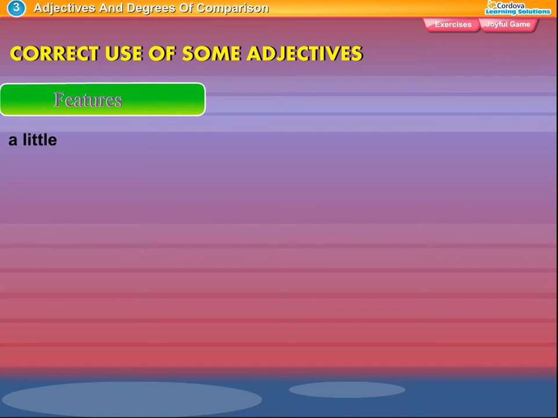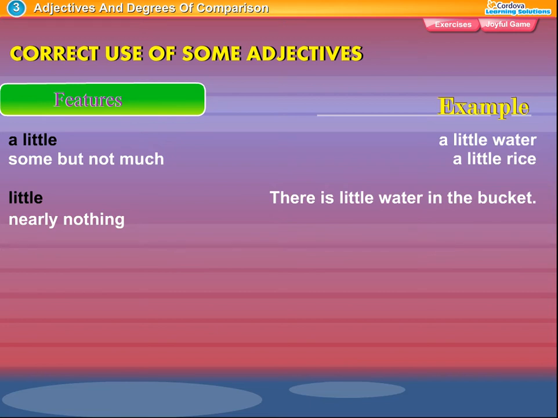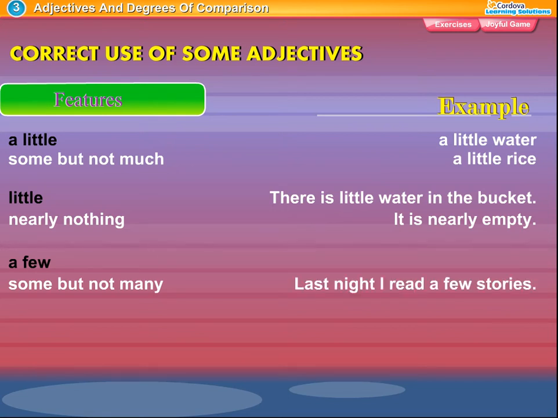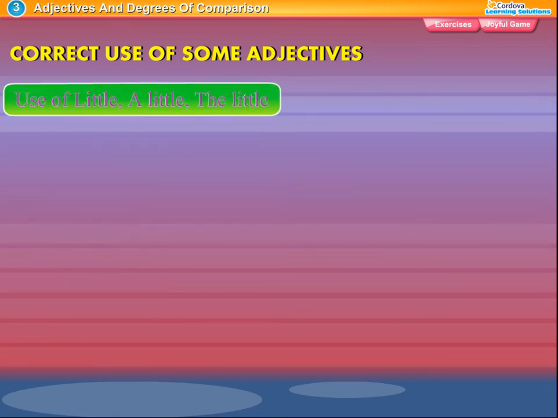Features: a little, some but not much. Examples: a little water, a little rice. Little, nearly nothing. Example: there is little water in the bucket. It is nearly empty. A few, some but not many. Example: last night I read a few stories. Few, nearly nothing. Example: there are few people in the auditorium. It was nearly empty.